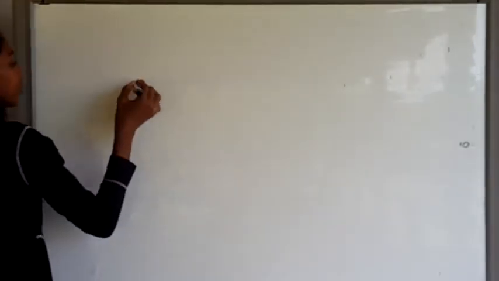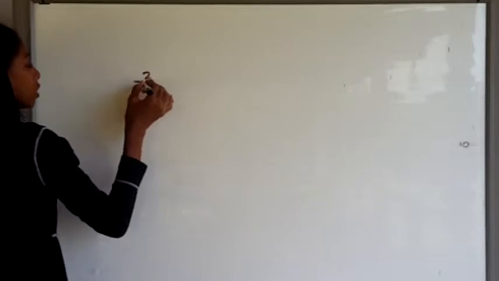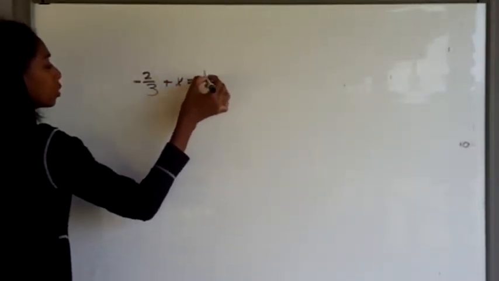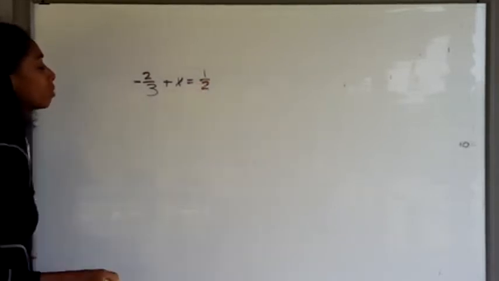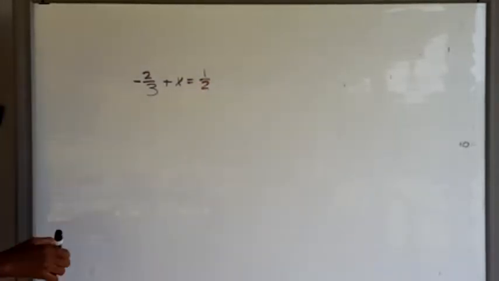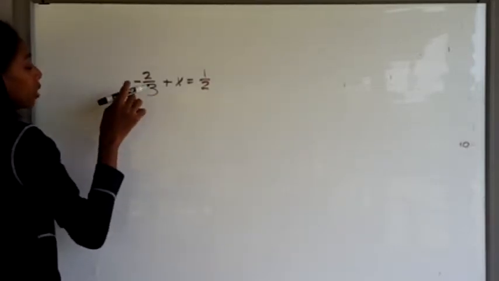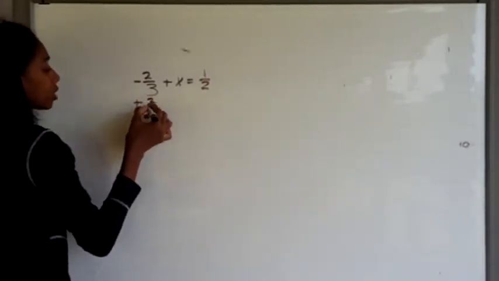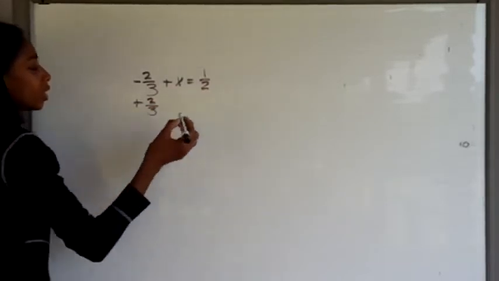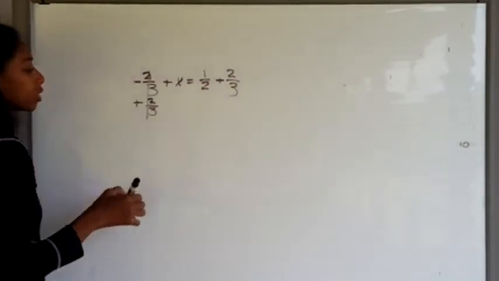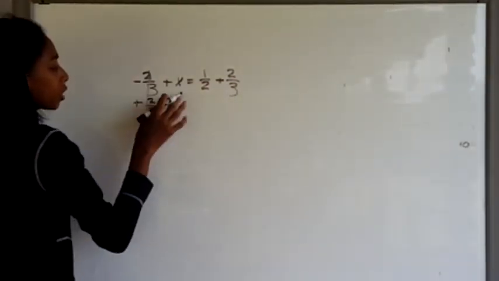Alright, we have negative 2/3 plus x equals 1/2. Then we're gonna add 2/3, and then we add 2/3 on this side. These go to 0, and so then we go to x.